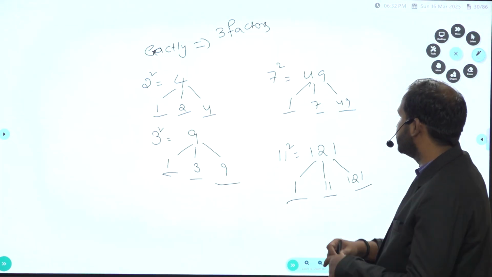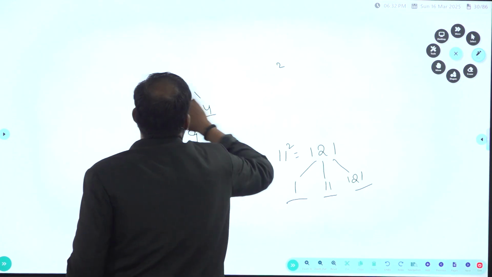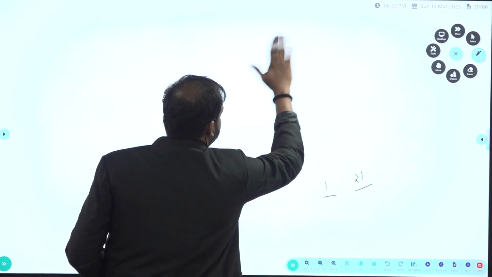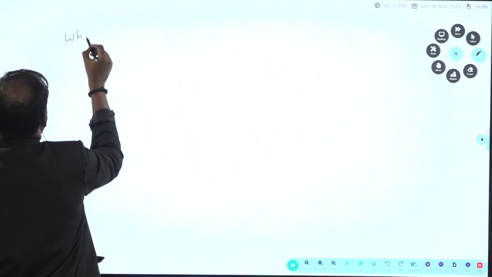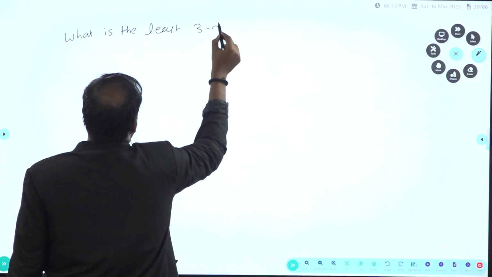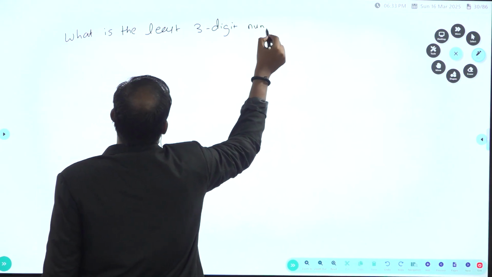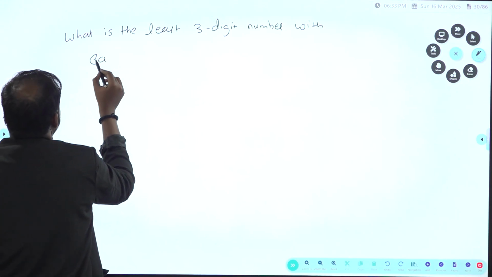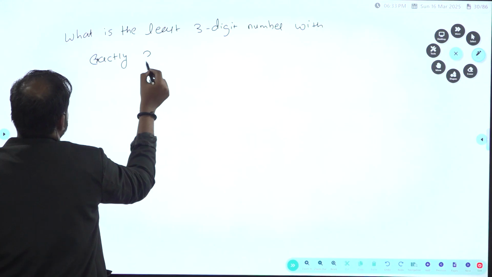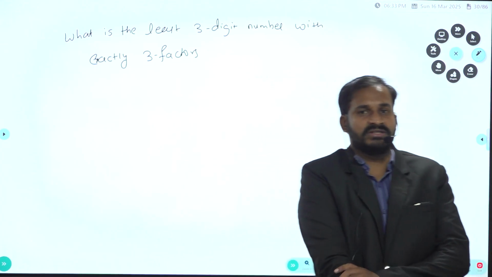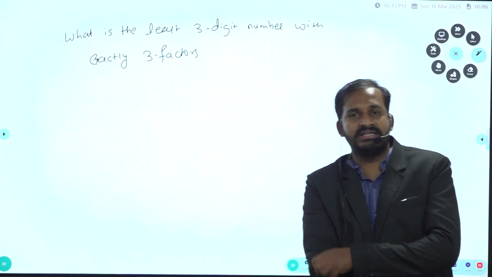Now we will try to see one example. From this concept, we will try to observe one example. That is, what is the least 3-digit number with exactly 3 factors? What is the least 3-digit number with exactly 3 factors? This is a question. What is the least 3-digit number which has exactly 3 factors?